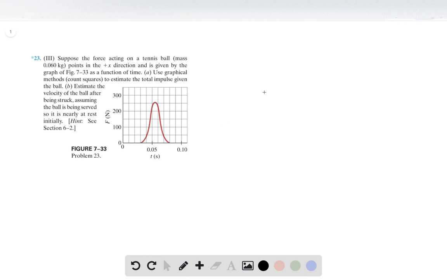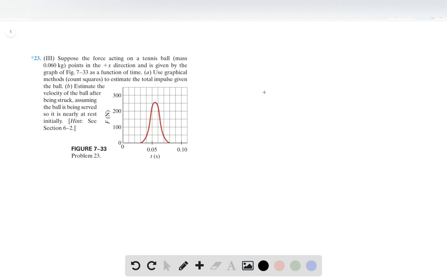So this question we actually need to use the graphic method. The hint says section 6.2, which is about trying to figure out a quantity by looking at the graph of it. But let me just do a quick go through of this method.